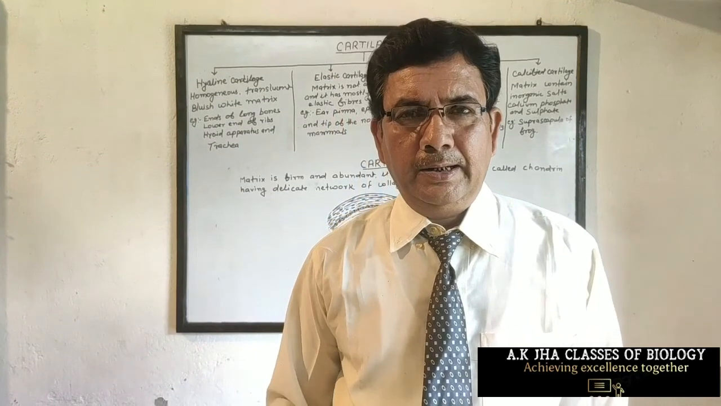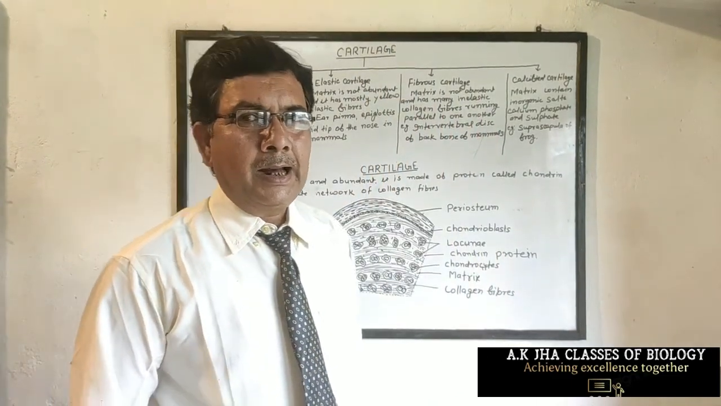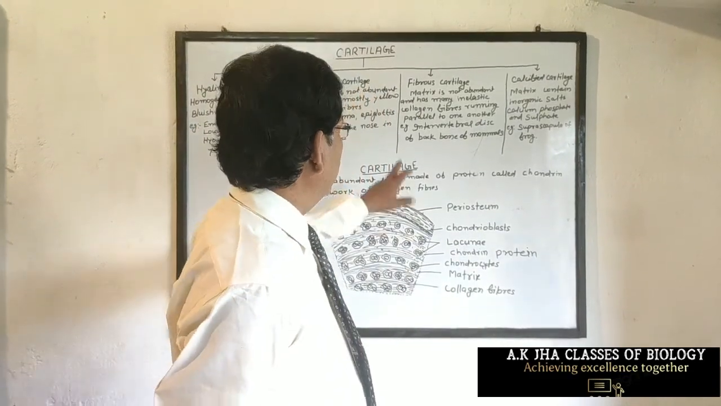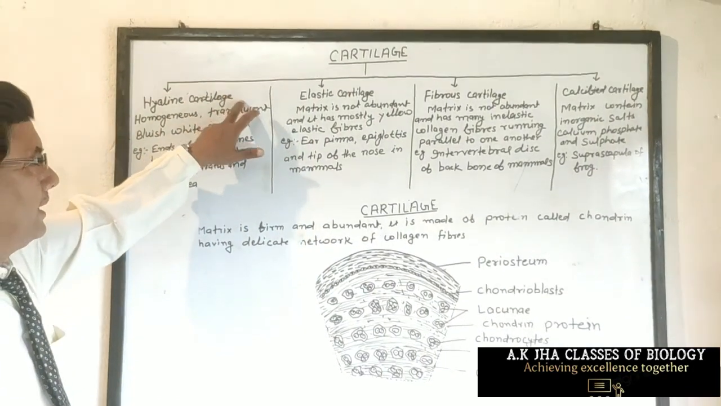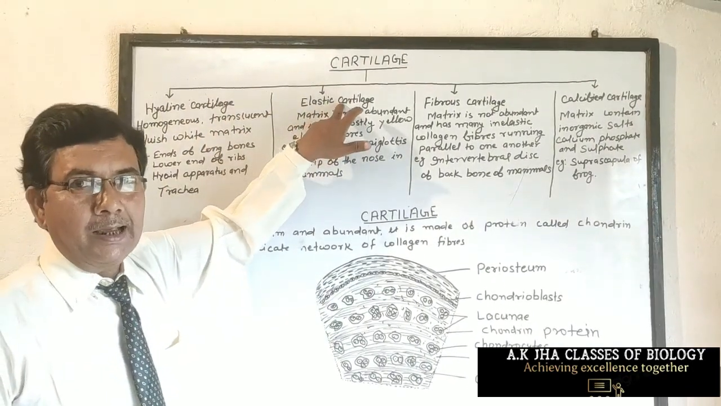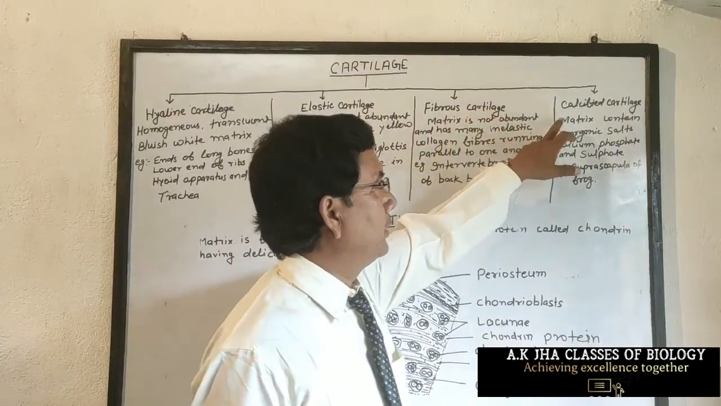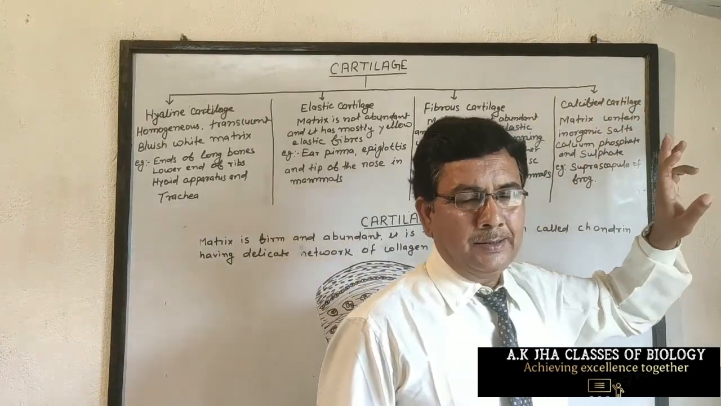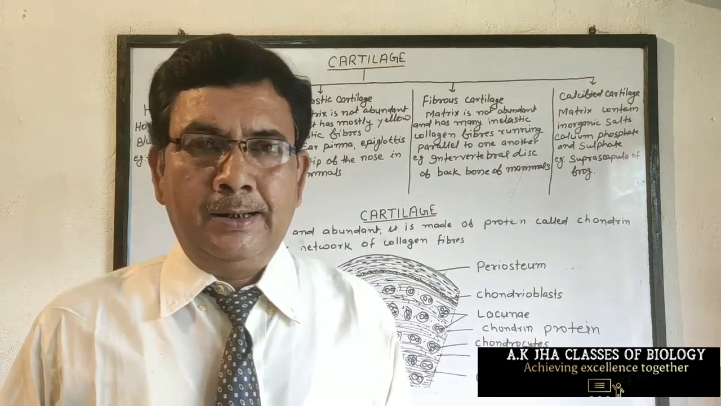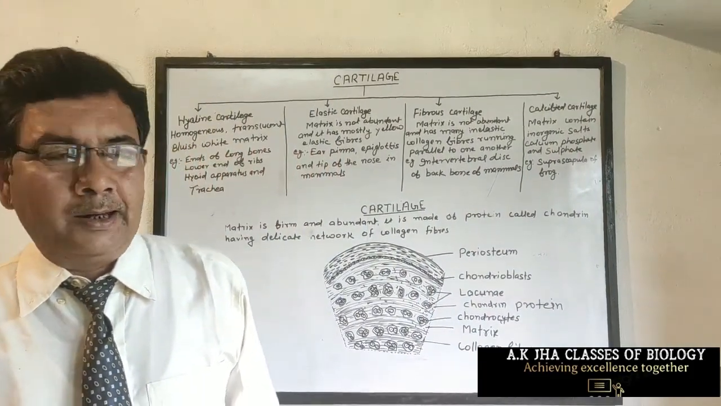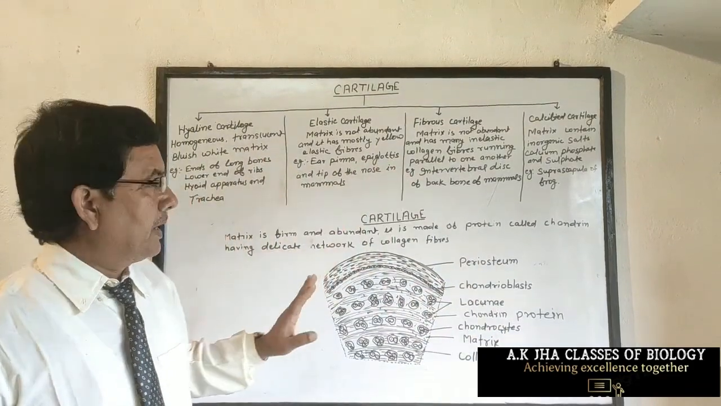Now we study the different types of cartilage on the basis of their type of matrix. First is hyaline cartilage, second is elastic cartilage, third is fibrous cartilage, and fourth is calcified cartilage. The only difference in these four types of cartilage is the difference in their matrix. All the remaining cells are the same in all types of cartilage.